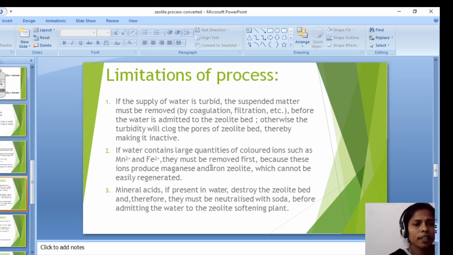So now let us see the limitations, advantages and disadvantages. If the supply of water is turbid, that means if it has more mud particles, the suspended matter must be removed before the water is admitted to the zeolite bed. That means before passing the water through the zeolite bed, we need to remove all the turbidity in the water. Otherwise, the turbidity will clog the zeolite bed, thereby making it inactive.